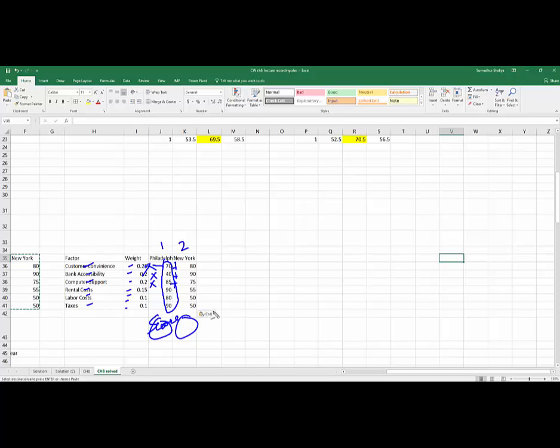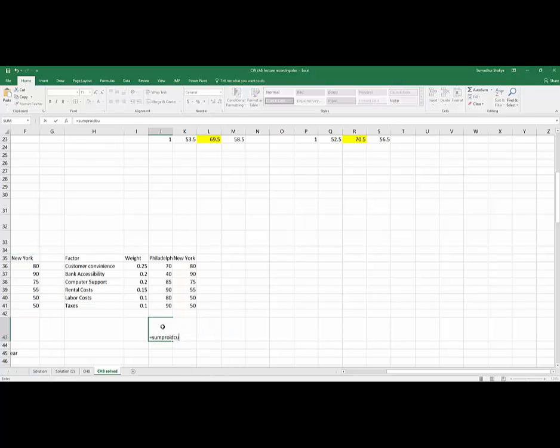Okay. Now we'll use the same formula as we have used before. Sum product, and hit F4, and we use all the scores for Philadelphia and for New York. And I'm also going to use the sum of all the weights just to make sure they are 1.